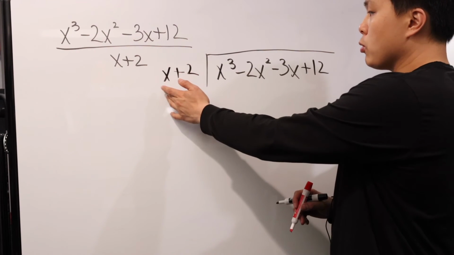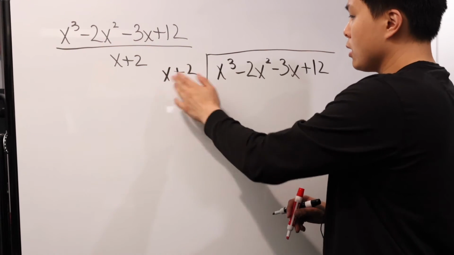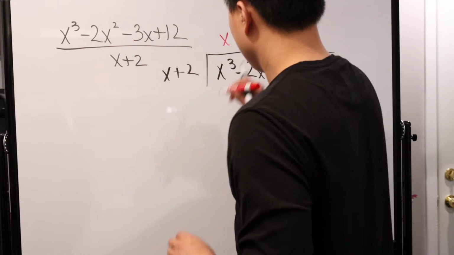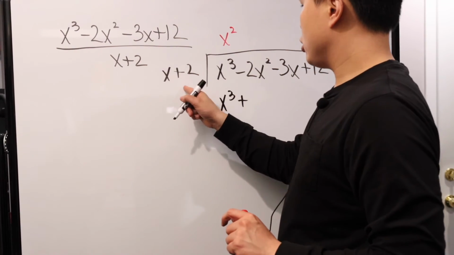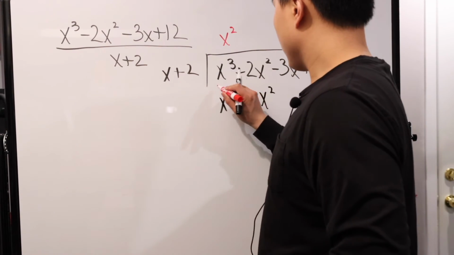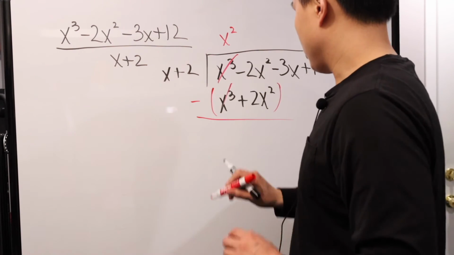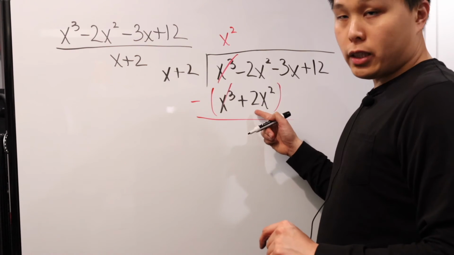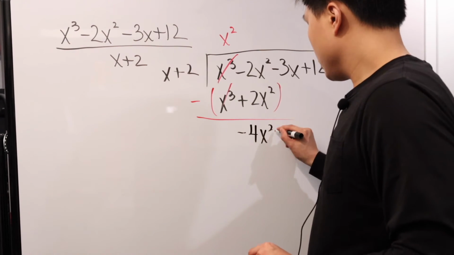Same goes. This times something, not necessarily a number, will give us x cubed. That's just x squared. So that's x cubed plus, and then 2 times x squared is just 2x squared. And once again, don't forget, we're subtracting this. These guys go away. Maybe I should just do this so it's easier to see. That's going to be negative 2x squared minus 2x squared, which gives us a total of minus 4x squared.